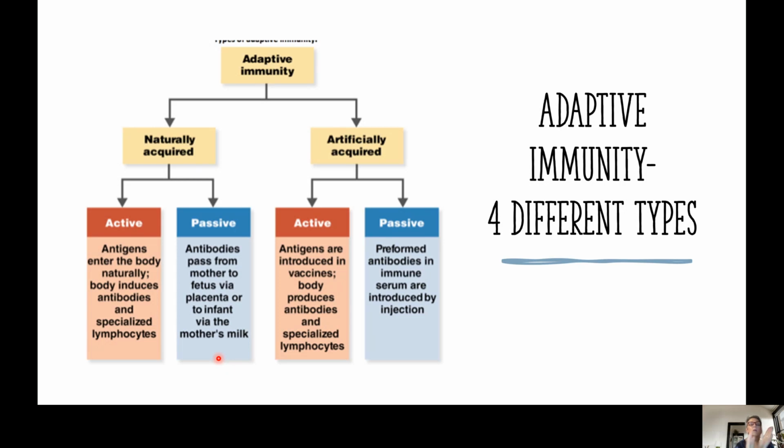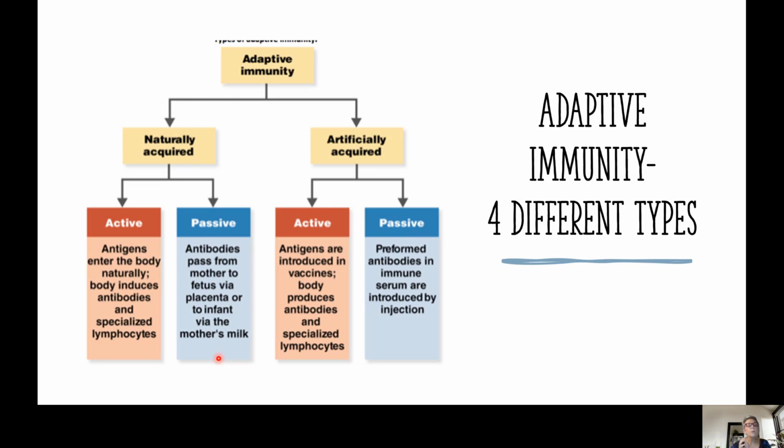So let's talk about naturally acquired first. If you're exposed to a germ and you get sick or don't get sick, you might just kill it, right? And produce the antibodies. So when the antigen, let's say it's COVID-19, enters the body naturally, the body induces antibodies and specialized lymphocytes to fight against it. That would be a naturally acquired active response.